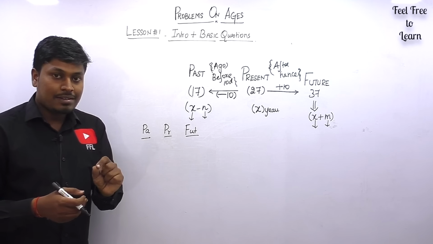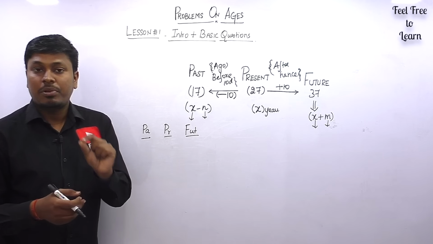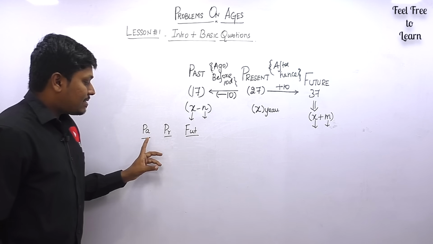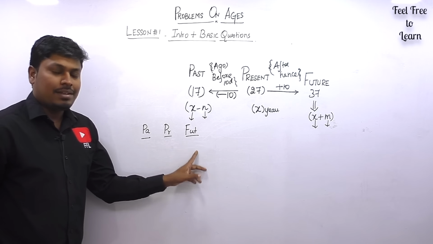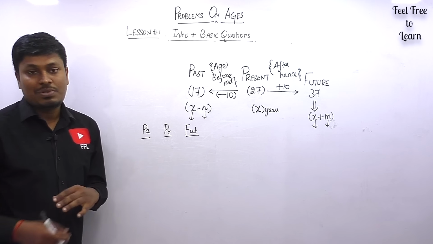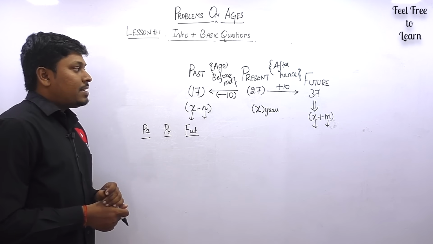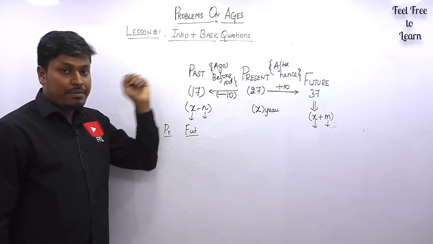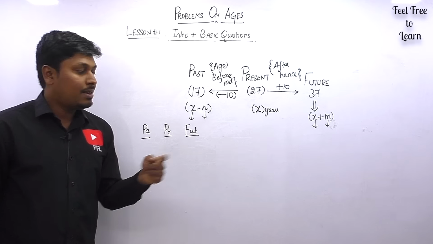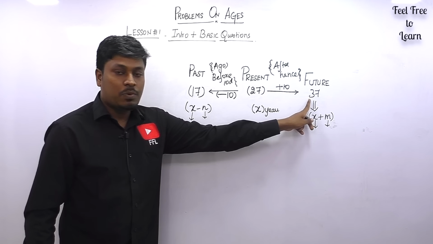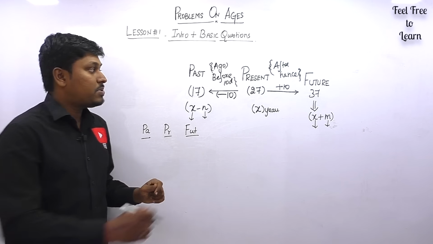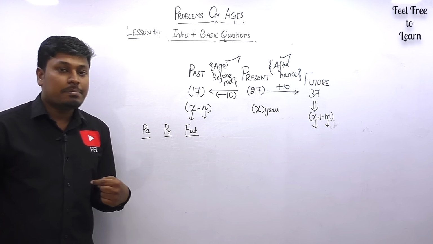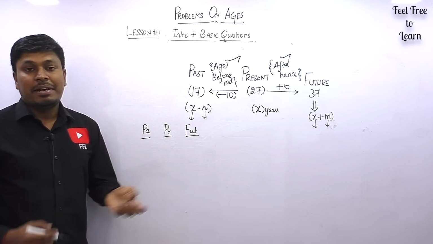But if you are a beginner and this is the first time you are learning the topic problems on ages, then while solving some basic questions, just write like this: past, present and future, and then solve the question. It will be so simple, right? Remember that from the present, if you are moving to the past, with ago or before, then you need to subtract from your age. From the present to the future, you need to add. So these two words are most important. Never forget this: ago and before determine the past; after and hence determine the future.